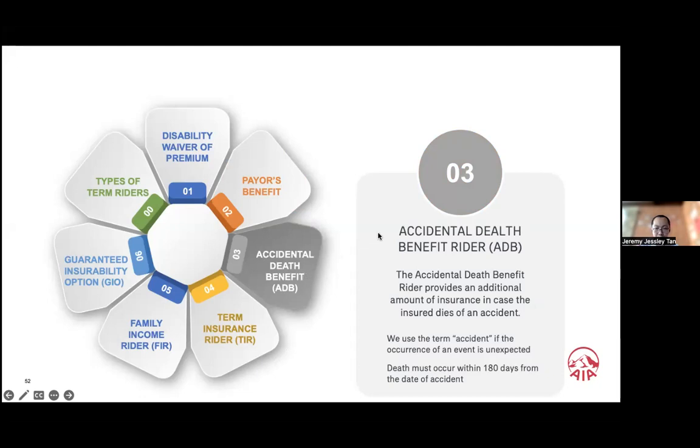Accidental death benefit, move tayo doon. Ano ba yung accidental death benefit rider? The accidental death benefit rider provides an additional amount of insurance in case the insured dies of an accident. We use the term accident if the occurrence of an event is unexpected. Death must occur within 180 days.